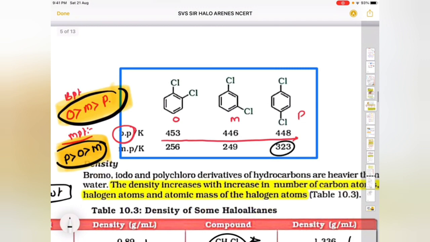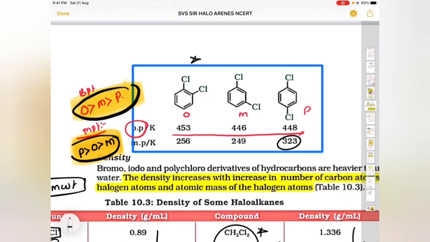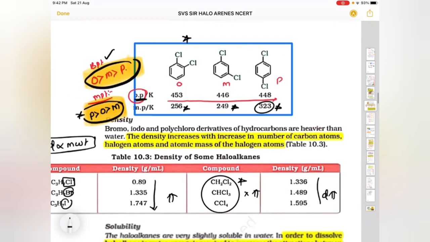And this is very important, beta, very important from NCERT. If you take boiling point, it is highest for ortho dichlorobenzene, next meta dichlorobenzene, least for para dichlorobenzene. Whereas melting point will be para greater than ortho and meta. You can check here, para 323, after para 256, and this will be 249. So boiling point: ortho, meta, para. Melting point: para, ortho, meta.